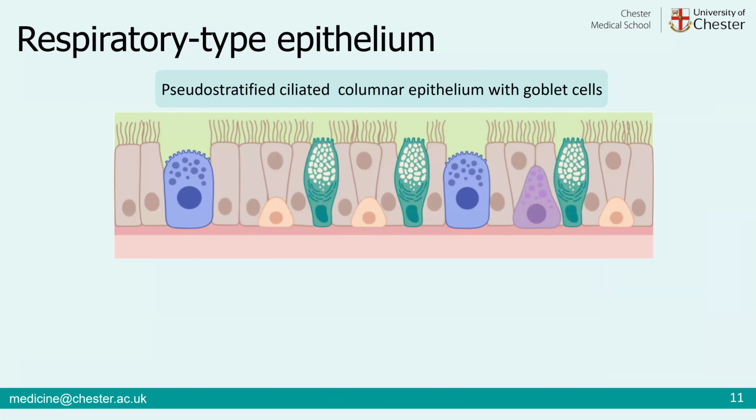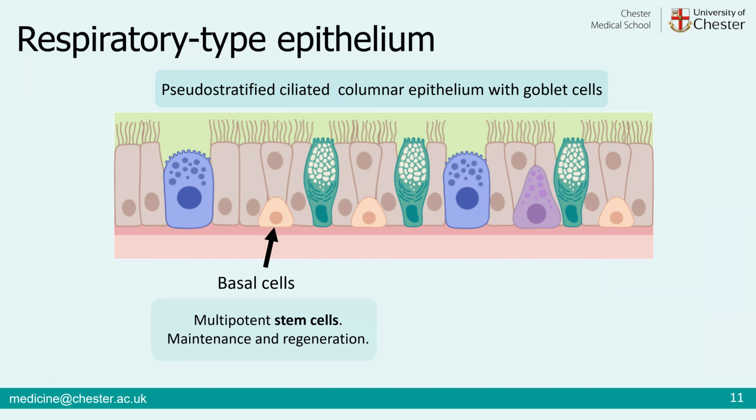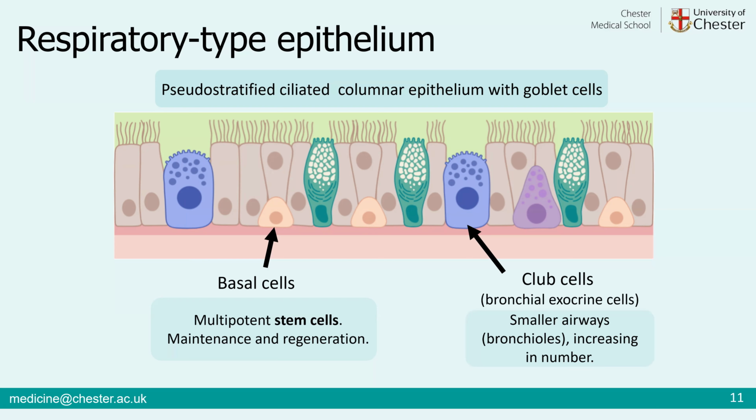So going back, we don't only have those ciliated columnar epithelium and goblet cells, we've got some other cell types here. We've got our basal cells, so as I said, they will sit on the basement membrane, but they're not projecting all the way to the luminal surface up here, so they're smaller cells that sit at the basement membrane. And there are multipotent stem cells, so they're involved in regenerating and differentiating to replace lost epithelial cells. We also have another cell type here called club cells, also known as bronchial exocrine cells. These are found more predominantly in the smaller airways and the bronchioles. So we see increasing numbers of them as we go into those smaller airways.